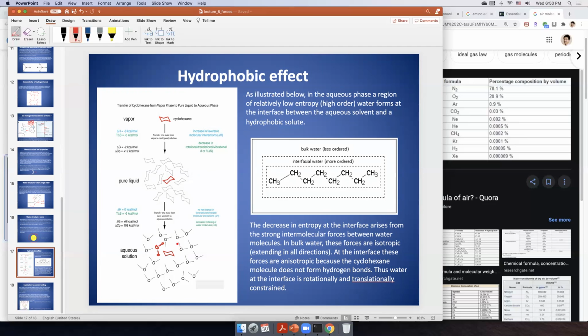effect. If you put two objects into the water solution, and the two objects are nonpolar, then they prefer to bind with each other, because when they bind to each other, the surface of the two objects is smaller than when they are separated. So they can break fewer hydrogen bonds. So this is called the hydrophobic effect.